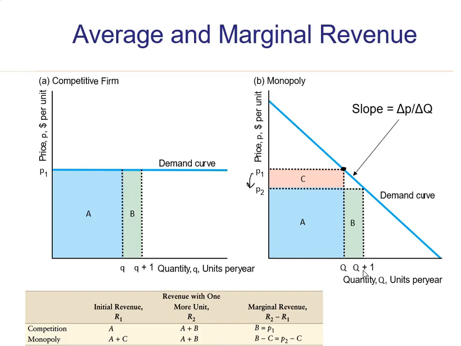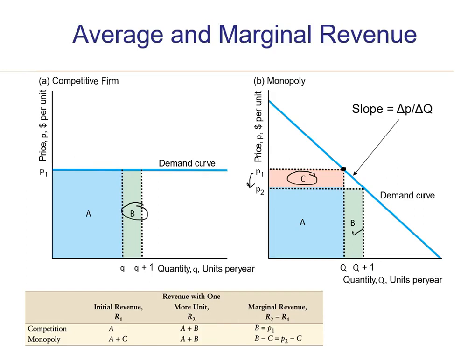Because you've got to lower your price to attract another sale, you gain area B, that's new revenue for you, but you lose area C for the monopolist. So the monopolist then, in net, to determine how MR changed, needs to add B but subtract C. Whereas over here for the competitive firm, you want to sell another one? We'll sell another one. The price doesn't change. You just simply gain B. That's why P and MR are the same.